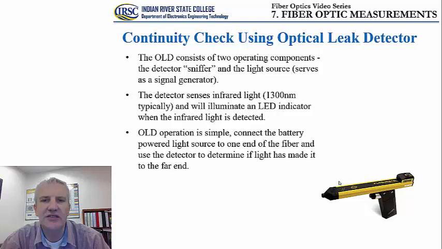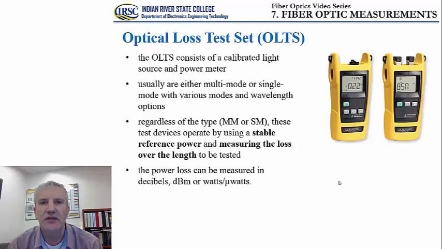The next level test, fiber optic measurement, is the test performed using a so-called optical loss test set, or OLTS. This type of test equipment consists of two parts. One is the power source, and the other is a power meter. We are dealing with test equipment that can be used on either multi-mode or single-mode fibers with various modes and wavelength options. Basically, the power source sends a signal characterized by a stable reference power, and then the loss over the length is measured using a power meter on the other side.